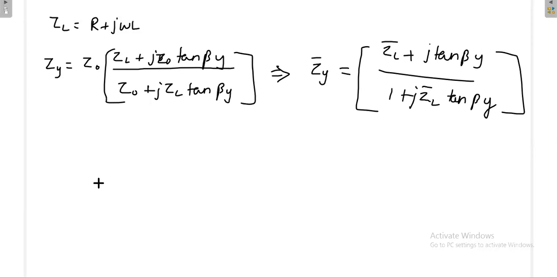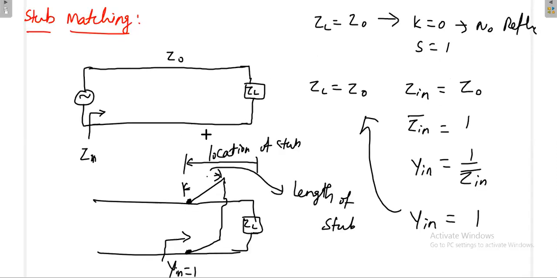Now if somehow I make Z(y) equal to 1, what is the meaning of this? Definitely Z(y) is equal to Z0. So somehow the input impedance of the line, irrespective of y, I can stand anywhere on the line. Here on this line I can stand anywhere on the line, but not in this way, in this way I can stand anywhere on the line.